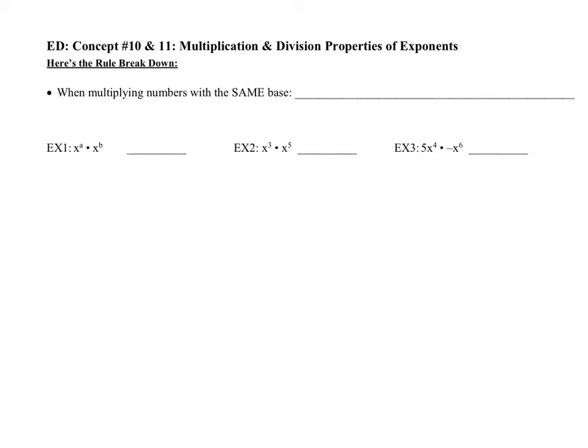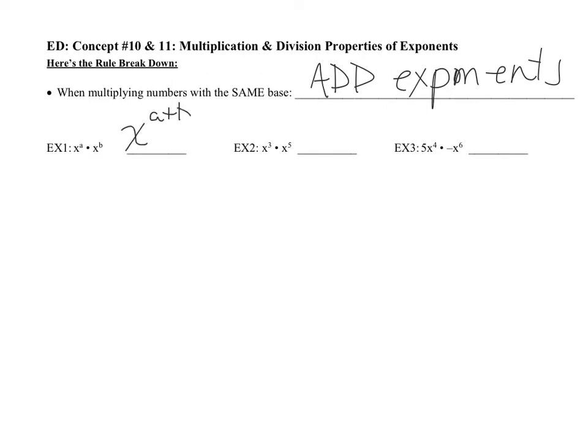So the very first thing you learned was when multiplying numbers with the same base, what do you do? If you know it, write it down. You add the exponents. That's what you do. So then I've got 3 examples here of that. So the first one, x to the a times x to the b. Because these guys have the same base, you add the exponents. So it's going to be x to the a plus b.